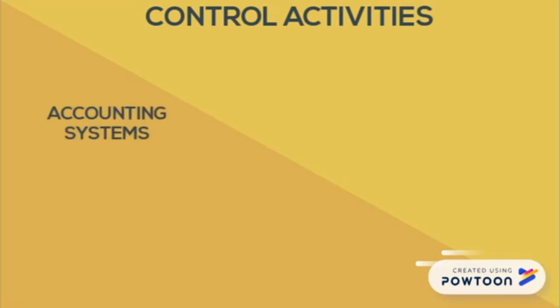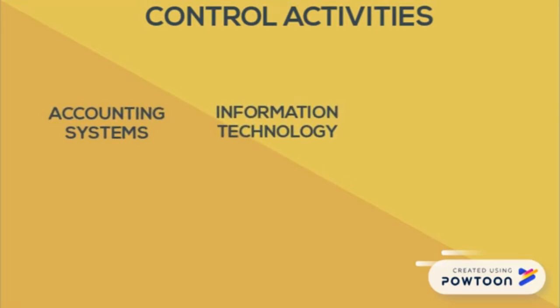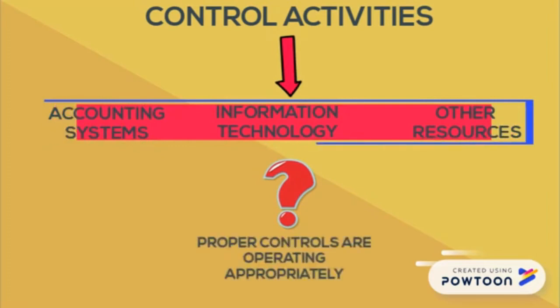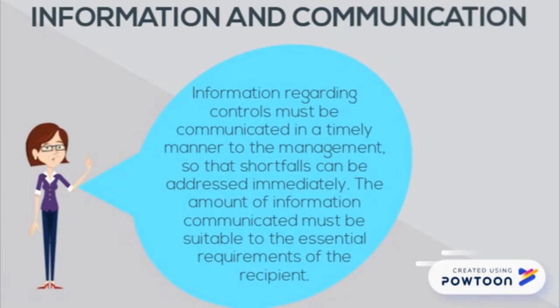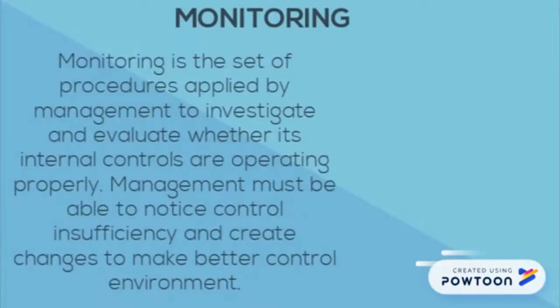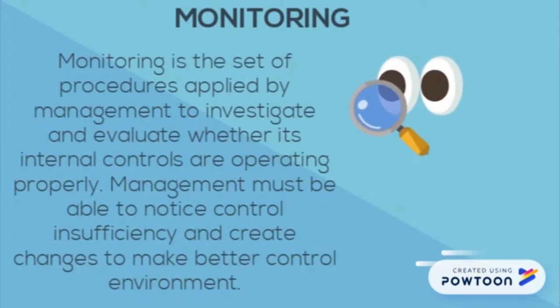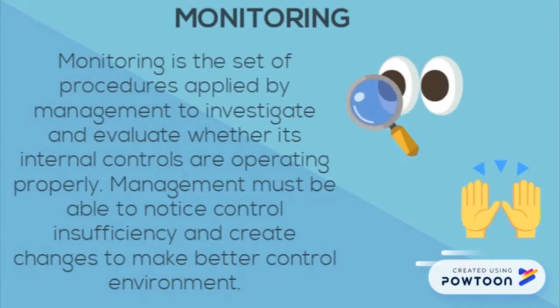Control activities are the use of accounting systems, information technology, and other resources to make sure that proper controls are operating appropriately. Information regarding controls must be communicated in a timely manner to management, so that shortfalls can be addressed immediately. The amount of information communicated must be suitable to the essential requirements of the recipient. Monitoring is the set of procedures applied by management to investigate and evaluate whether its internal controls are operating properly. Management must be able to notice control insufficiency and make changes.